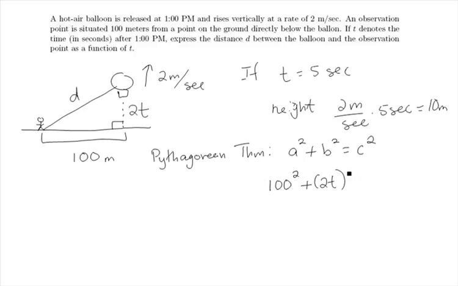And now if we read the problem again, it's asking us to express the distance d as a function of t. So as a function of t means that we need to solve this equation for d equaling some expression involving t. In order to solve this equation for d, all that's left to do is to take the square root, to undo the square here. So we take the square root of 100 squared plus, and now we can distribute the power, so 4t squared, equals d.